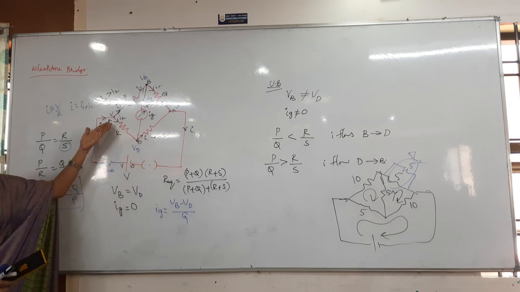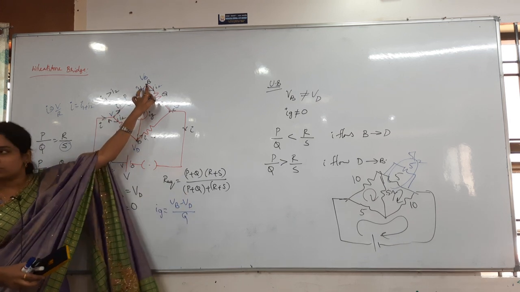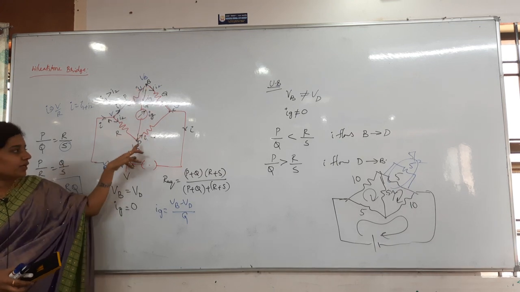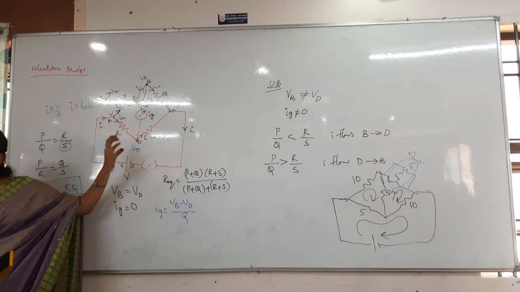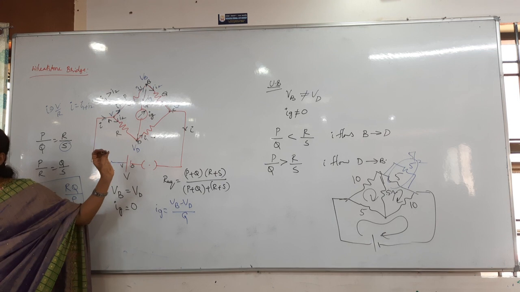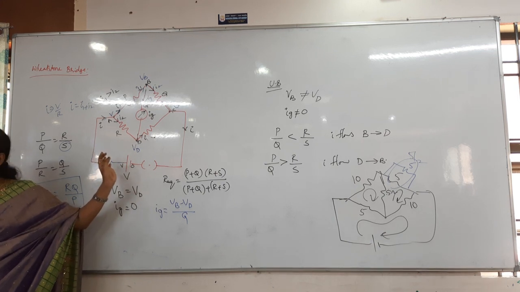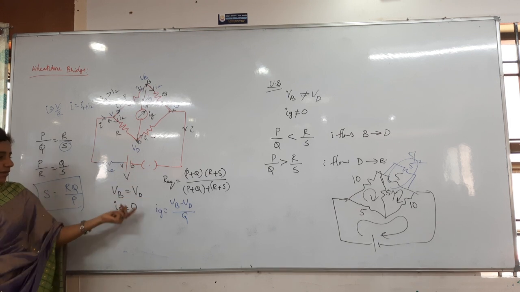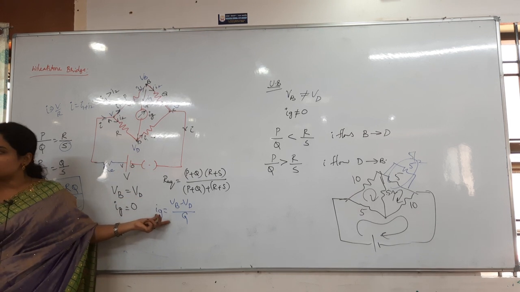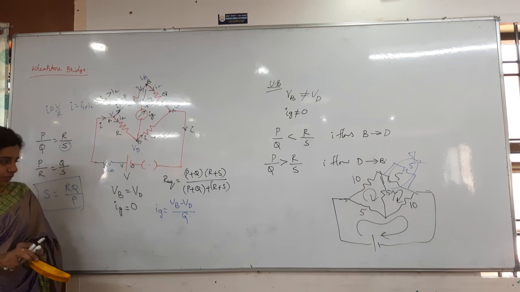If you are not applying the nodal method here, you just apply here and then apply here only. You will get the relation, just potential difference. You will not get the VB, VD values directly. You will get the VB minus VD, otherwise VD minus VB. So by that you can get the current directly. Ig is equals to. Clear? I will explain you that if you want.